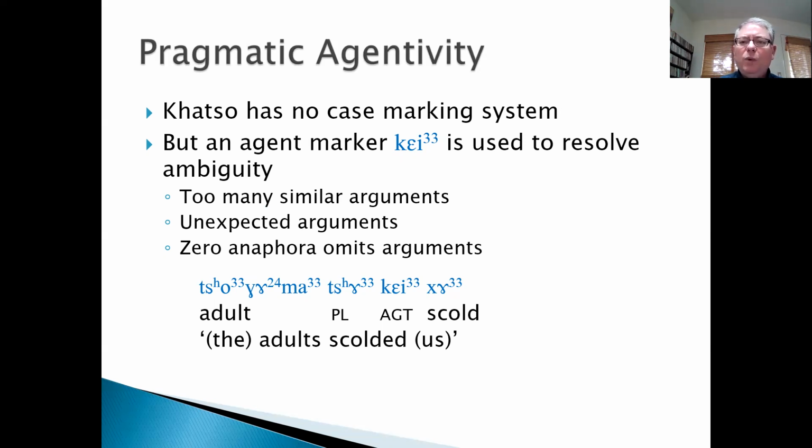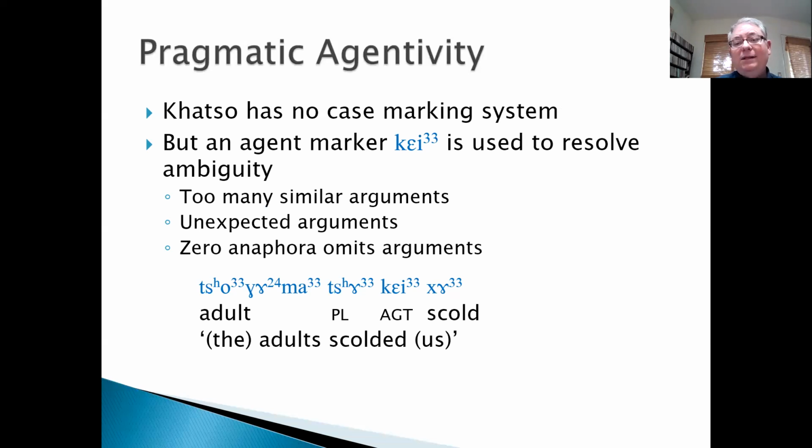And there are several situations where you might find this kind of ambiguity. First of all, if you have a verb where more than one argument can be human, for example, where the subject, the object, or maybe the indirect object are all human, then it might be a little unclear which human is doing what to which other human. So therefore, you might want to mark the agent, the instigator of the action, with gay.